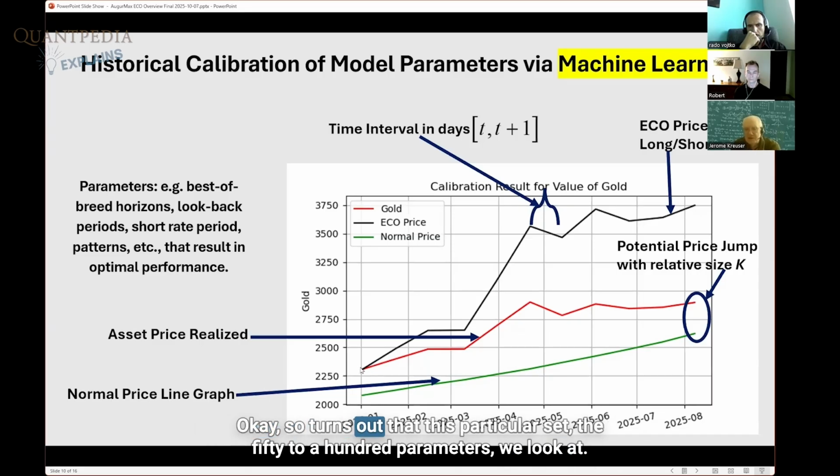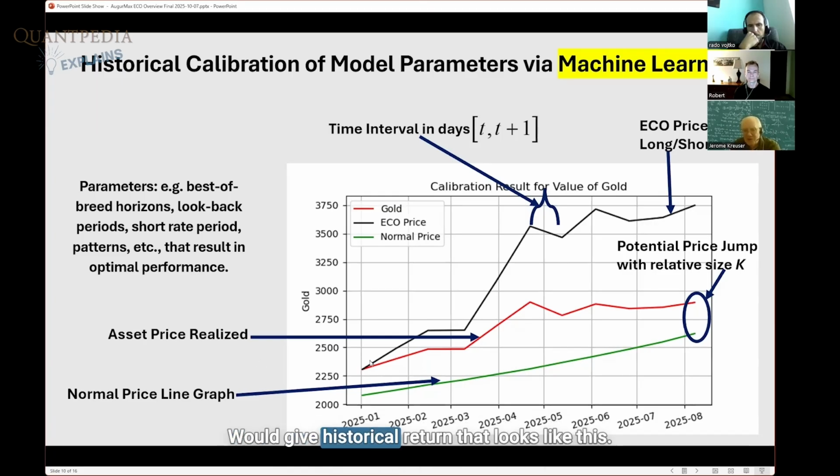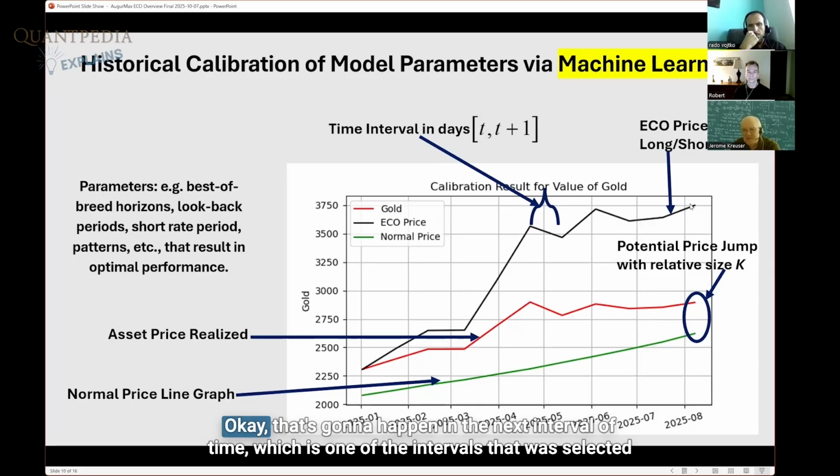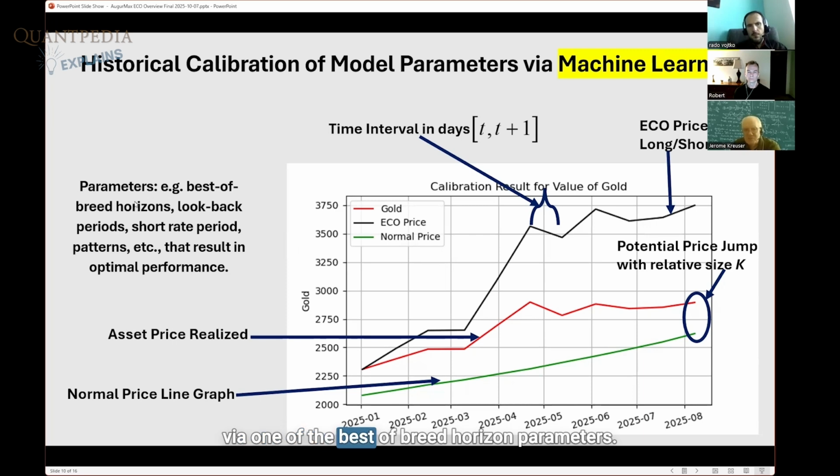Okay, so it turns out that this particular set of 50 to 100 parameters we look at would give a historical return that looks like this. And now we postulate, okay, it's doing pretty well. We postulate that's going to happen in the next interval of time, which is one of the intervals that was selected via one of the best of breed horizon parameters. In this case, 1, 2, 3 week periods. So this is what we got.